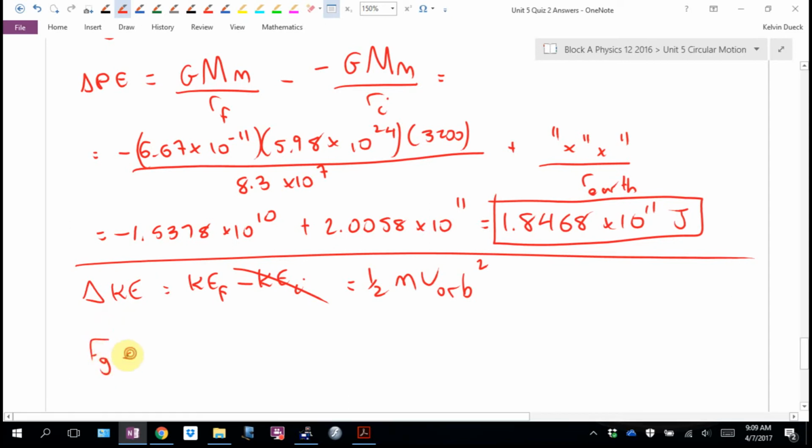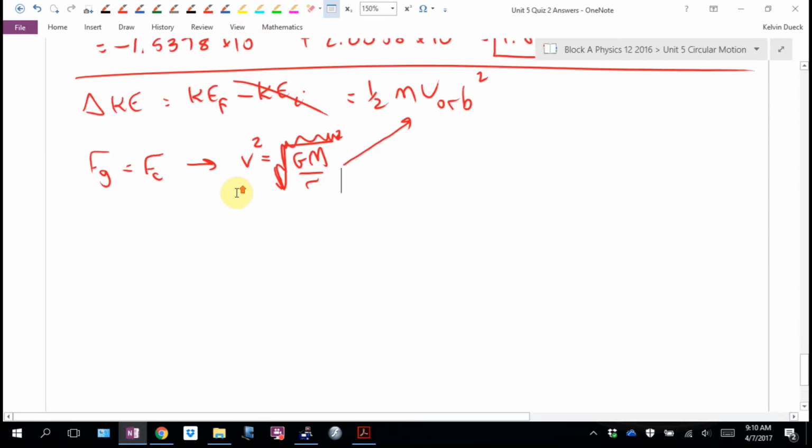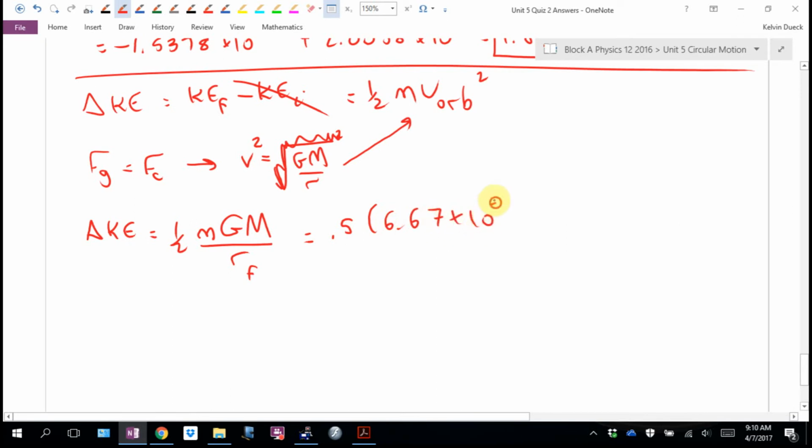Gravity is what's pulling me in a circle. I'm just going to skip the steps. V equals the square root of big G, big M over R. Although since I want V squared, I'm just going to replace V squared with big G, big M over R and not bother square rooting because I'm lazy that way. The change in kinetic energy is going to be a half M, big G, big M over R final, which is going to be 0.5, 6.67 times 10 to the negative 11, 5.98 times 10 to the 24th.